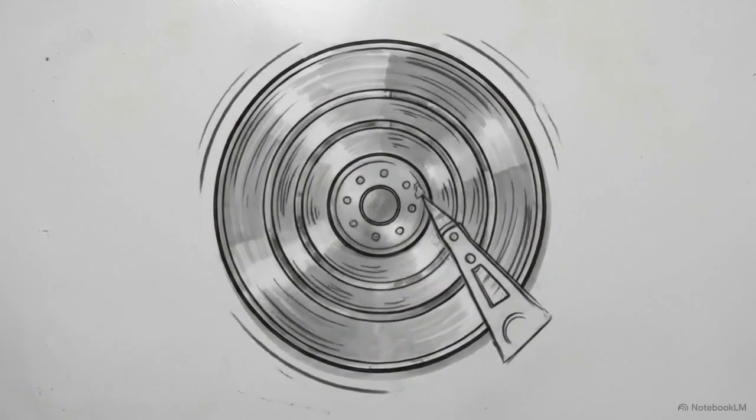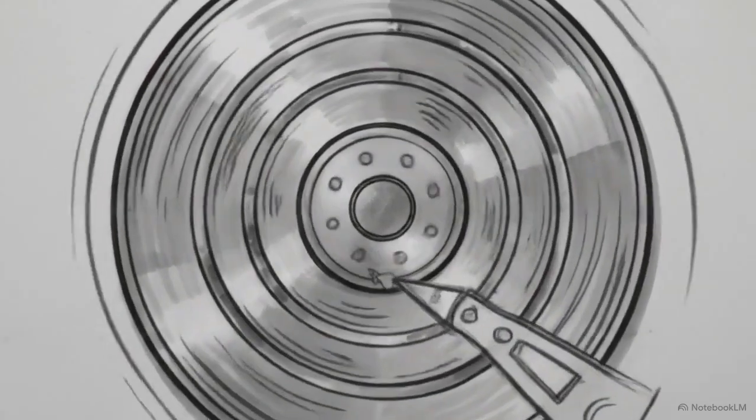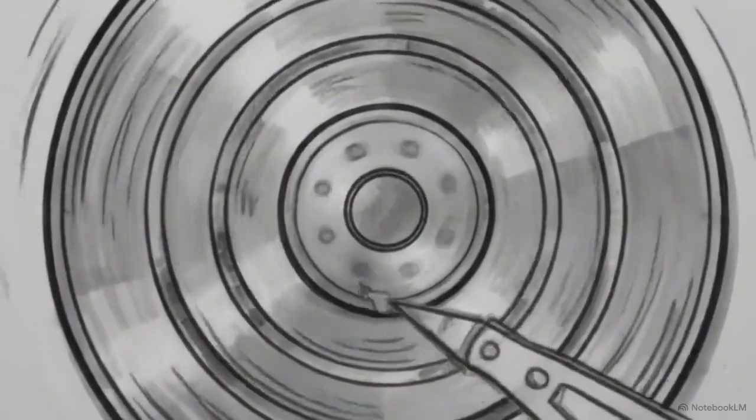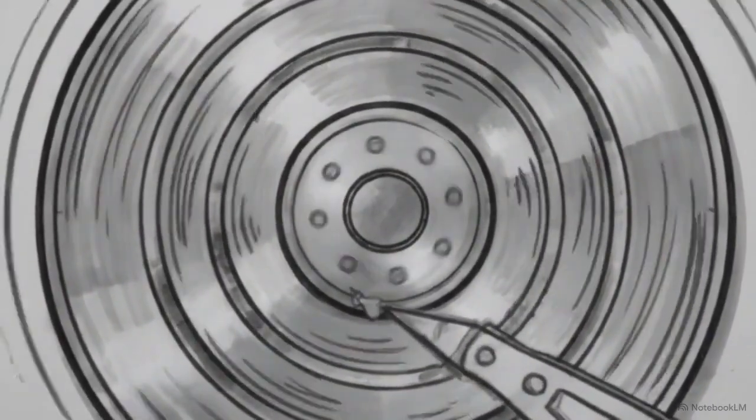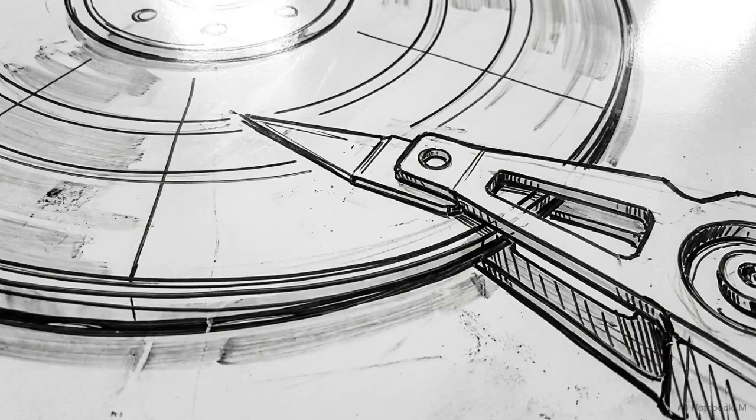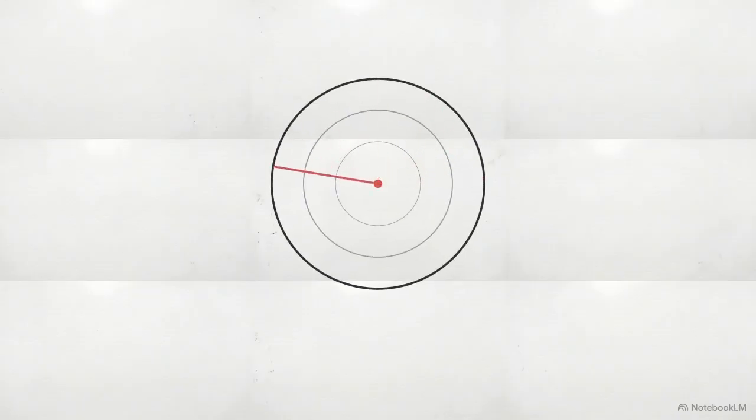To understand the C-scan scheduling algorithm, we first have to look at the hardware it commands: a physical hard drive platter spinning at high speed, with a mechanical actuator arm darting back and forth across the magnetic surface to retrieve data. Because tracking rotational geometry is complex, we abstract this physical movement into a flat mathematical model. We represent the disk surface as a one-dimensional number line, starting at cylinder 0 on the outer edge and running to cylinder 199.